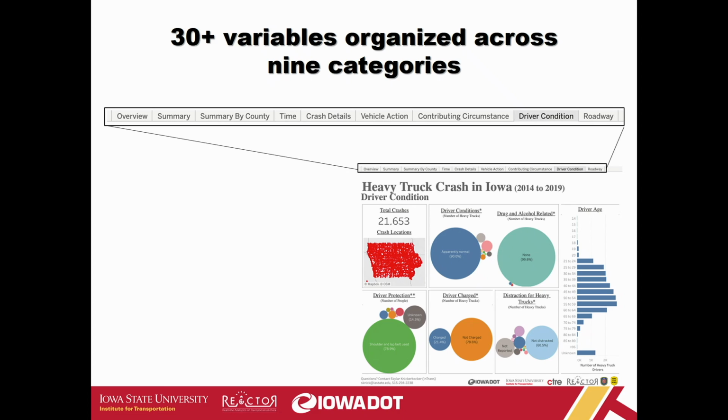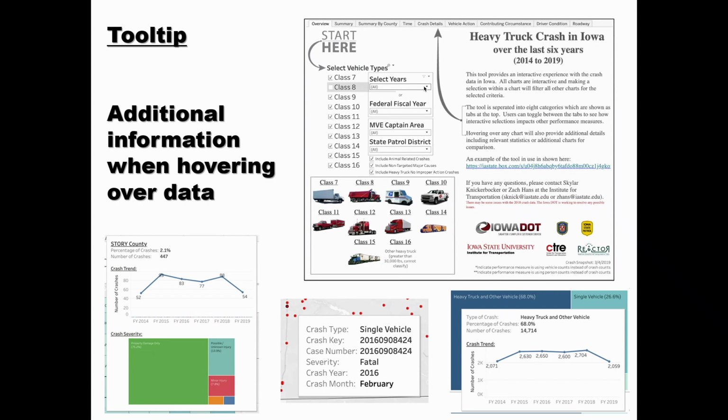So we don't report all 130 plus variables that are coded. We tried to be subjective of what variables were critical for heavy trucks and for their enforcement activities. So we've got 9 different categories that we organize the data along the top, and it includes 30 plus of those variables. So it's not just the 1 or 2 variables there, but you can query on any of those, and those filter across all the different pages. So a filter that you make on one page carries over to all the other pages.